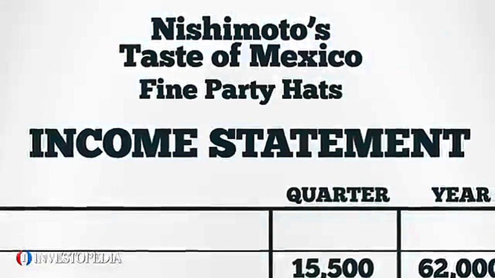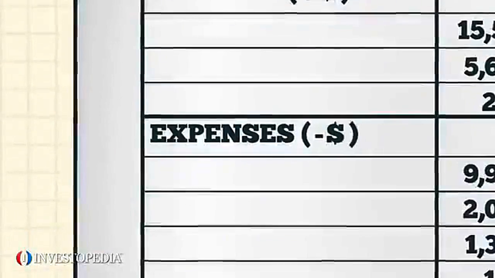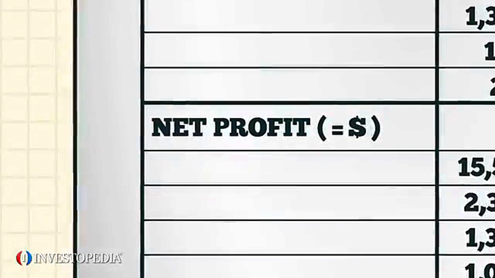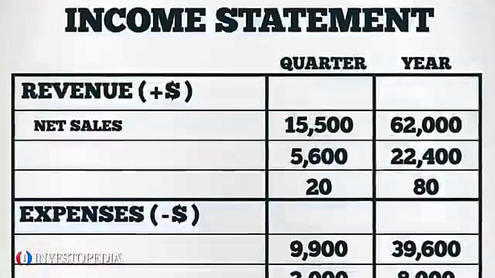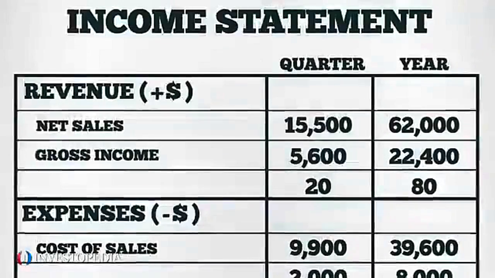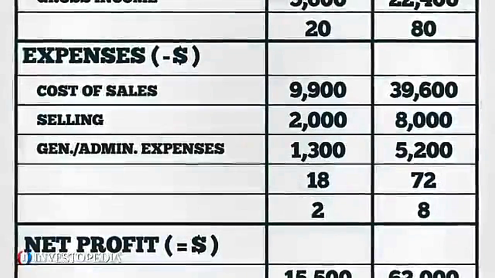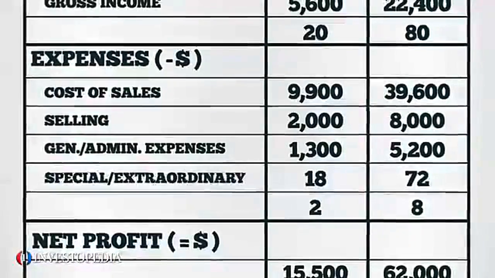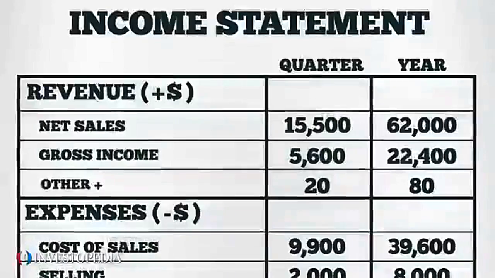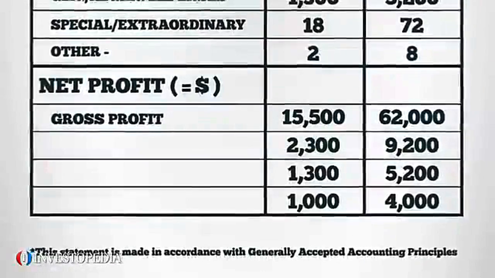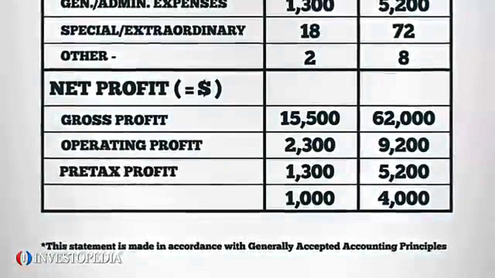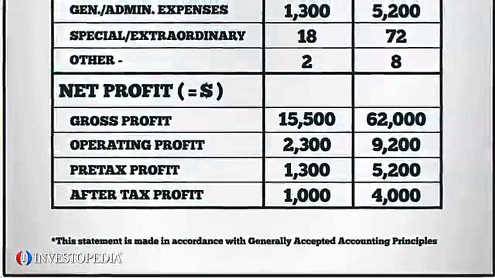The income statement shows a company's revenue, expenses, and net profit from both operating and non-operating activities. It lists the company's net sales, cost of sales, gross income, selling, general and administrative expenses, special or extraordinary items, and other income and expenses, which then reveals the company's gross profit, operating profit, pre-tax profit, and after-tax profit.